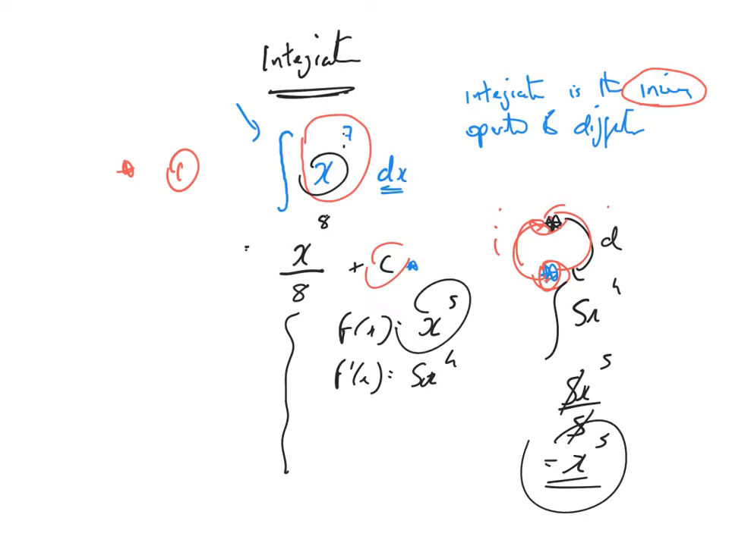Now, what's this bit that I'm marking as plus c? That's called the constant of integration. Where does that come from? We're going to talk about that just now.